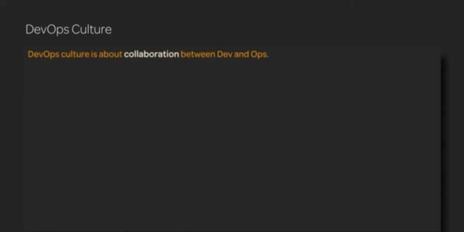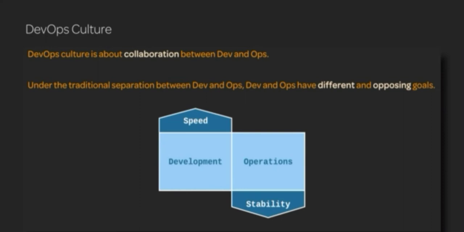Now, as we've already talked about, DevOps culture is about collaboration between development and operations. But in order to understand this, it's important to understand the traditional model that DevOps culture is a response to. Under the traditional model, development and operations are considered two separate entities, and they have different and opposing goals. The goal of the development team is to deliver features into the hands of the customer as quickly as possible, so their goal is speed. But the goal of the operations team is to maintain the stability of the system and minimize downtime.